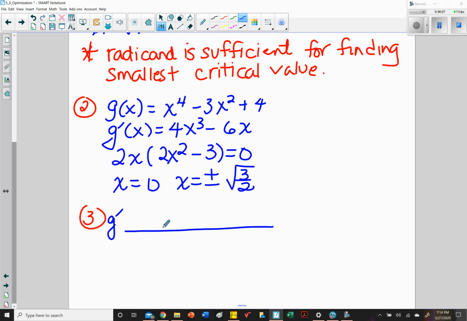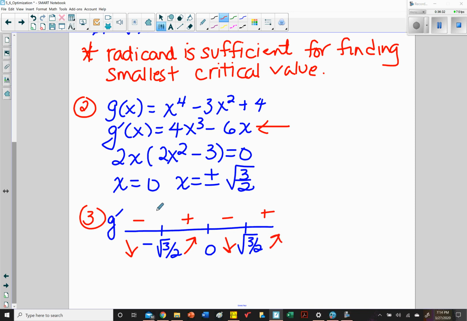So what's happening is if we have negative square root of 1.5, 0, or positive square root of 1.5, and I'm substituting numbers in back here, so we get negative, positive, negative, positive, for some number in between each interval. We have a minimum here, and a maximum here, and a minimum here. So we're looking for minimizing. We want the shortest distance. We want a minimum. Okay, so what does that tell us?